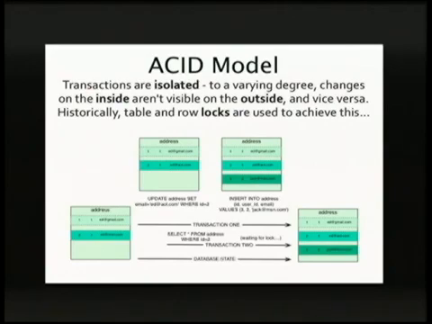So isolation historically was achieved using locks of table and row locks. So you would have things would have to wait for things to happen. So in this picture I'm trying to illustrate, there's a second transaction there that can't read the address table until the first transaction is complete. So that's the locking style.